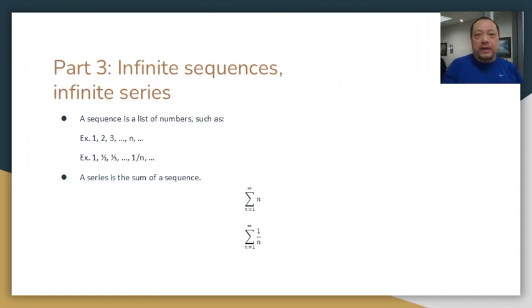The last part of a Calc 2 class is infinite sequences and series. A sequence is a list of numbers. In Calc 2, we tend to work with sequences that can be expressed as a formula in an integer n. For example, the sequence 1, 1/2, 1/3, etc. can be written as 1 over n as a general formula.